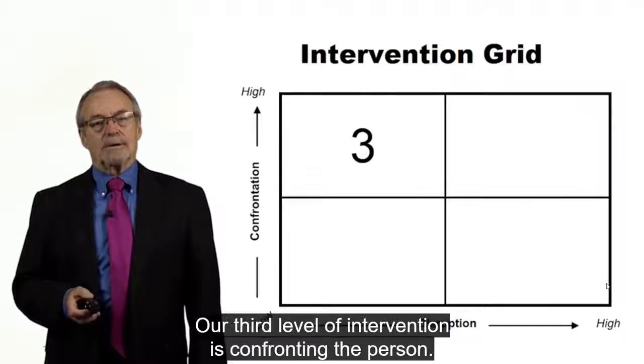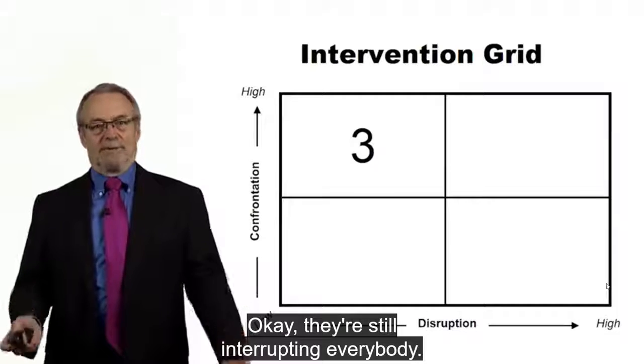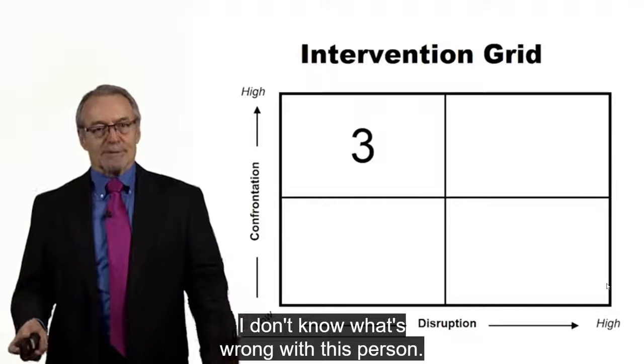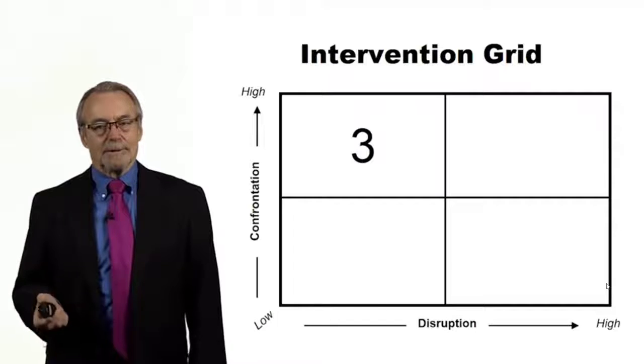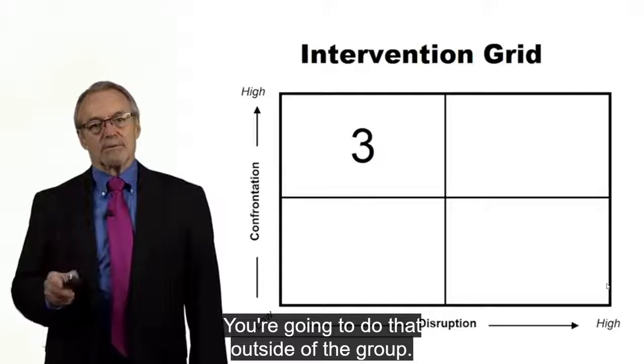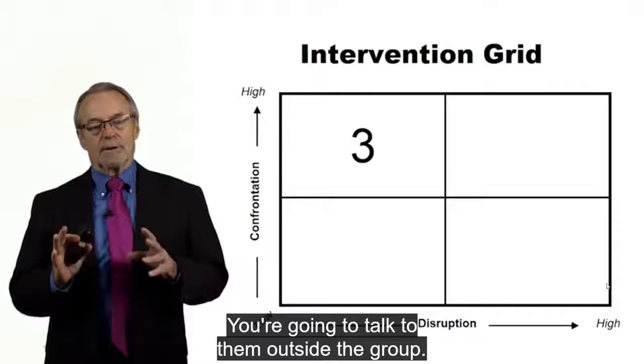Next thing, number three. Our third level of intervention is confronting the person. Okay, they're still interrupting everybody. I don't know what's wrong with this person. Let's see. Okay, I'm going to have to actually talk to them directly. You're going to do that outside of the group. So you're not going to stop the meeting and talk to them right now. You're going to talk to them outside the group.